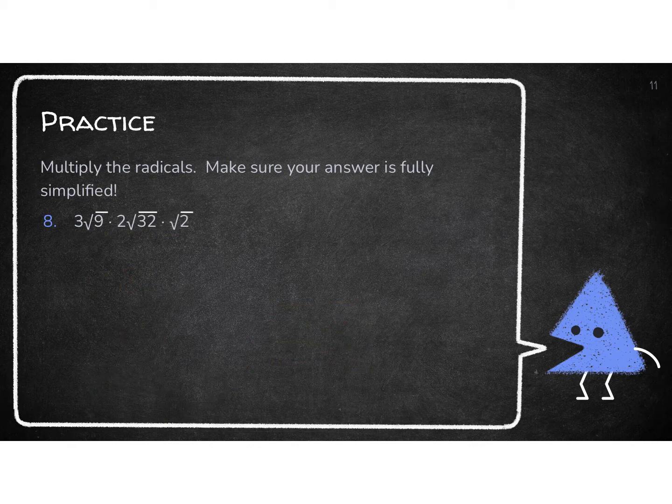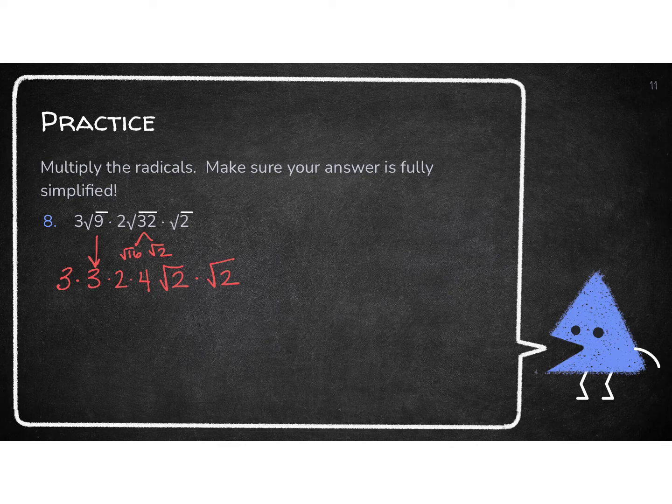All right, here's my last problem here. I have 3 square root of 9 times 2 square root of 32 times square root of 2. So we're going to simplify everything that we can. Well, I know that I can simplify square root of 9 to 3. So I have this 3 out front, and then I'm also going to have this 3 from the square root of 9. Times 2, I know square root of 32 can be broken into square root of 16, square root of 2. So square root of 16 is 4. Square root of 2 I can't do, so I'm going to keep it. And then I have times the square root of 2, which I cannot simplify.